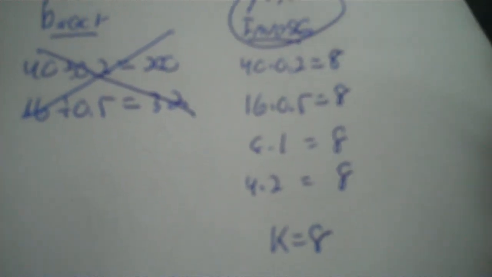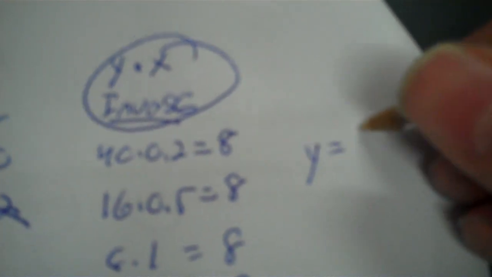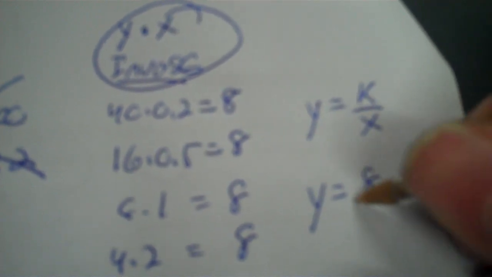K equals 8. Inverse is y equals k divided by x, so it'd be y equals 8 divided by x. You can see if I take the 8 and divide it by the x value, 0.2, the output's 40. If I take the 8, divide it by 0.5, the output's 16. 8 divided by 1 is 8. 8 divided by 2 is 4.